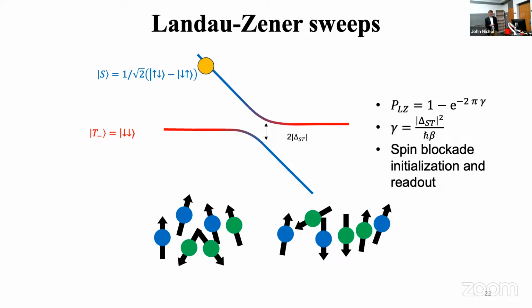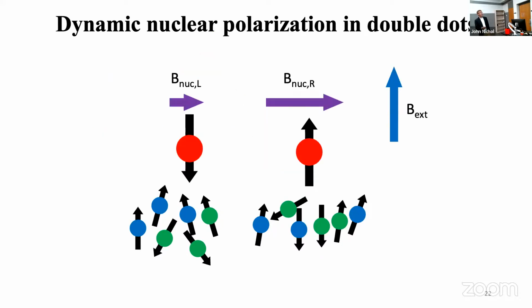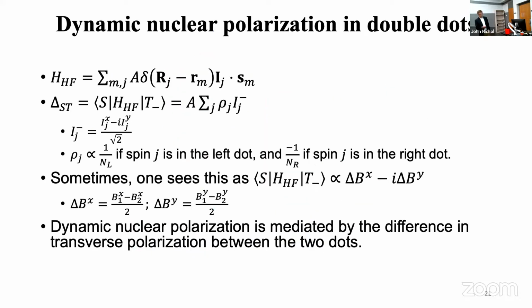But what I want to say is that if the nuclear spin configuration is such that there is a difference in the transverse component between the two dots, then this matrix element will exist. You could imagine that in the case where they're fully polarized, there would be no difference in the transverse polarization. And that is true. But there's also interesting stuff that happens even on the way to that before.